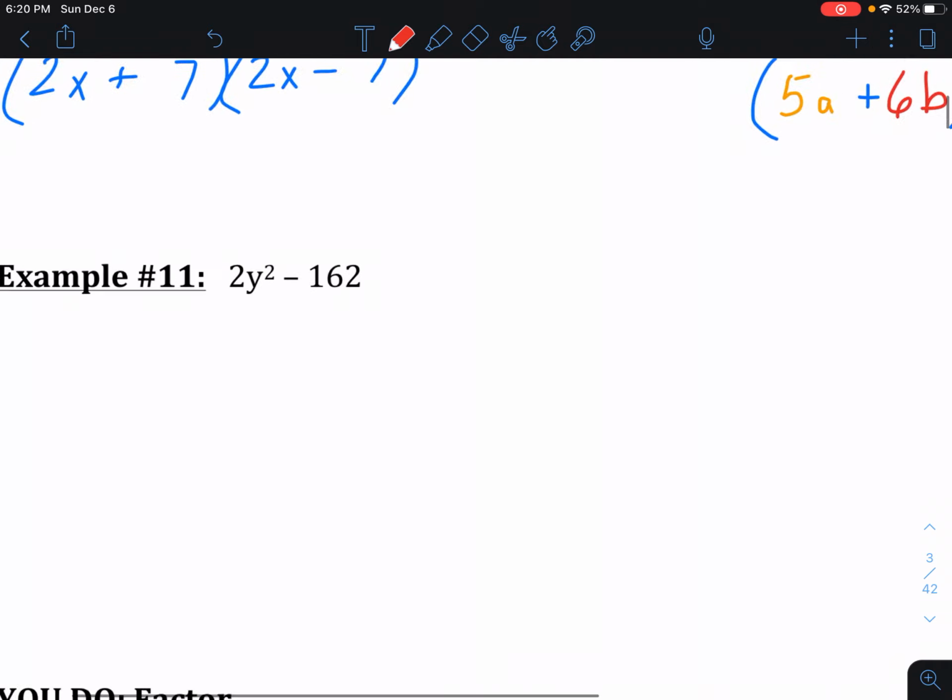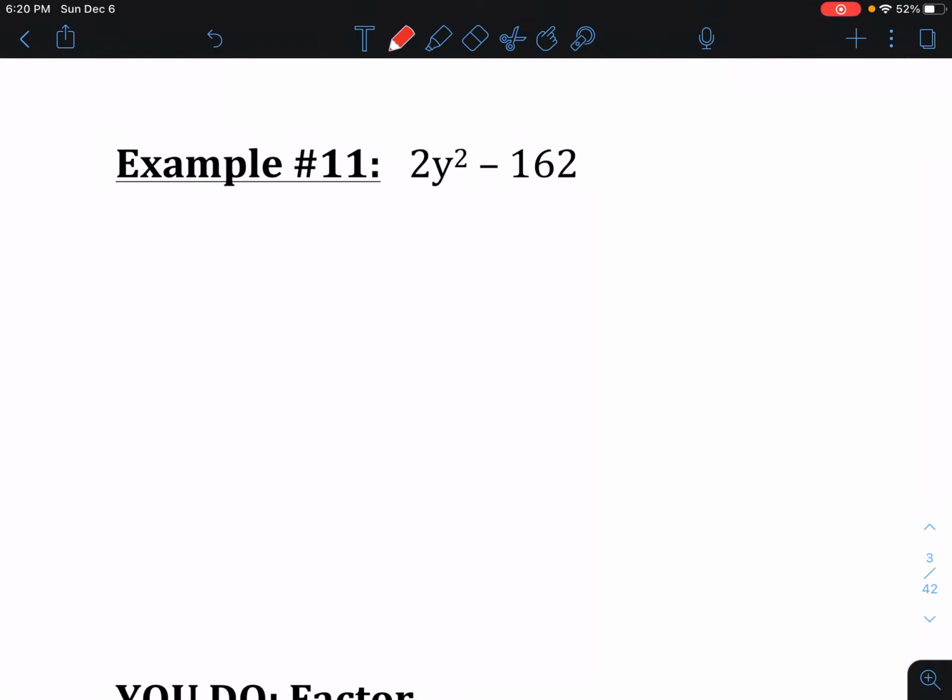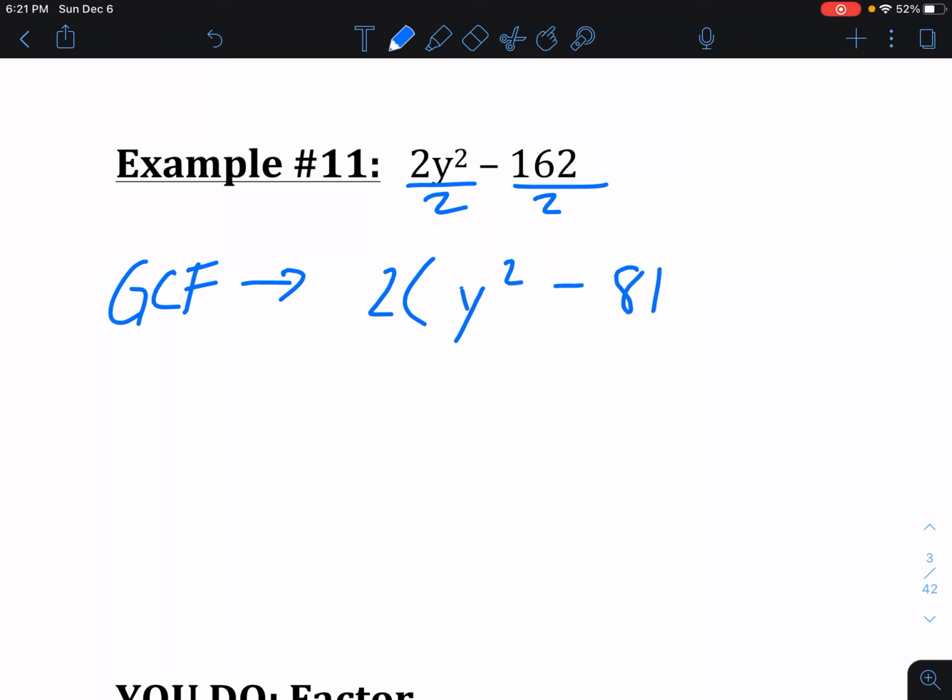Okay, example 11. Notice that 2 and 162 are actually not perfect squares. We're just trying to throw a curveball at you. We actually have a GCF first here. Remember what I said earlier in the beginning of the lesson: always look for GCF first. So the GCF of this is 2. And then we divide by 2 to have y squared minus 81.